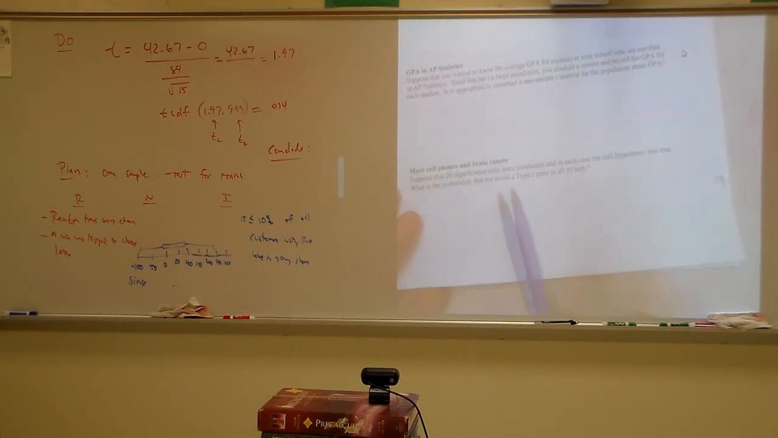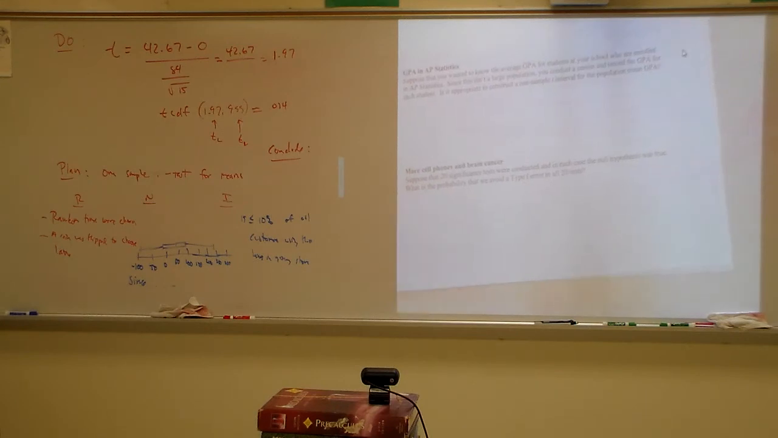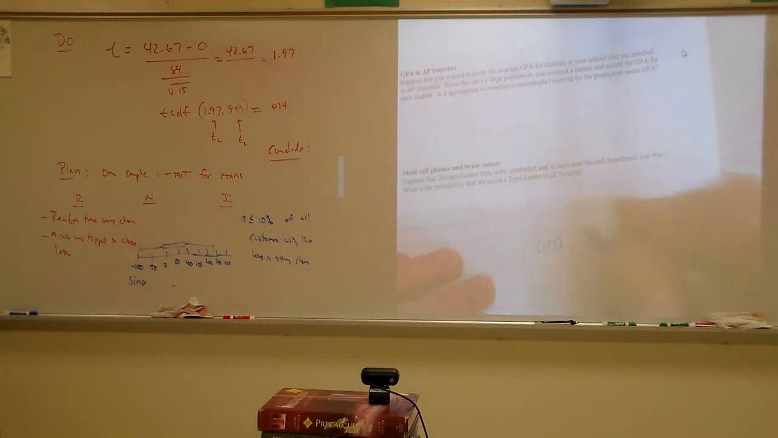Suppose that 20 significance tests were conducted and in each case the null hypothesis was true. What's the probability we avoid a type 1 error? Well, a type 1 error is 5%, right? So avoiding a type 1 error is 95%. And then we have to take that to the 20th power, and we would get 0.36.